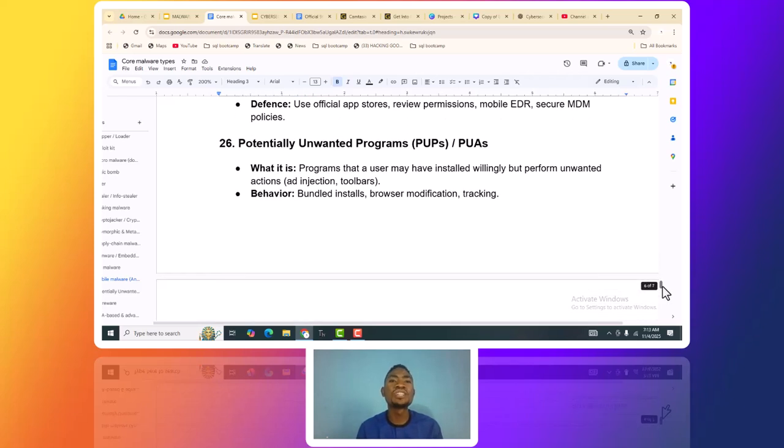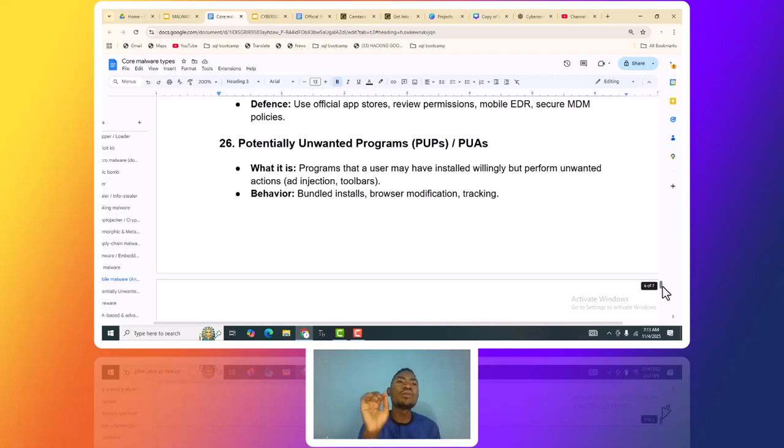Another one is the potentially unwanted program, which is called the PUP. Now, what is a potentially unwanted program? It is a program that the user may have installed willingly but that performs unwanted actions, like ad injections, toolbars, and so on and so forth. So it causes bundled installs or even browser modification and causes tracking.